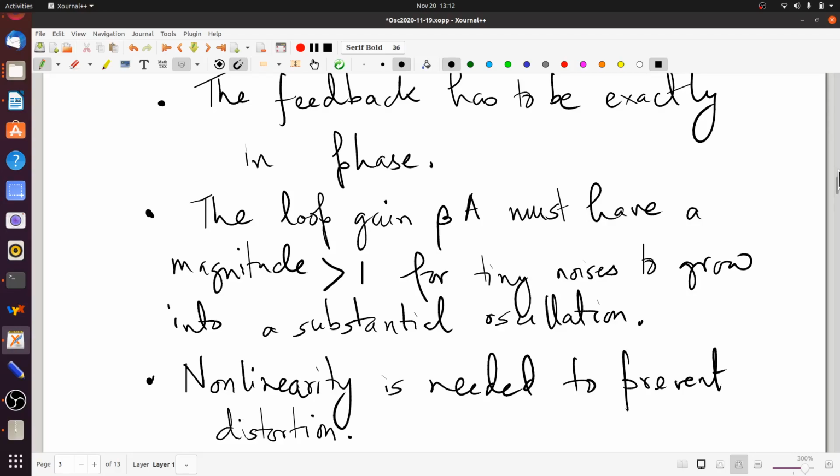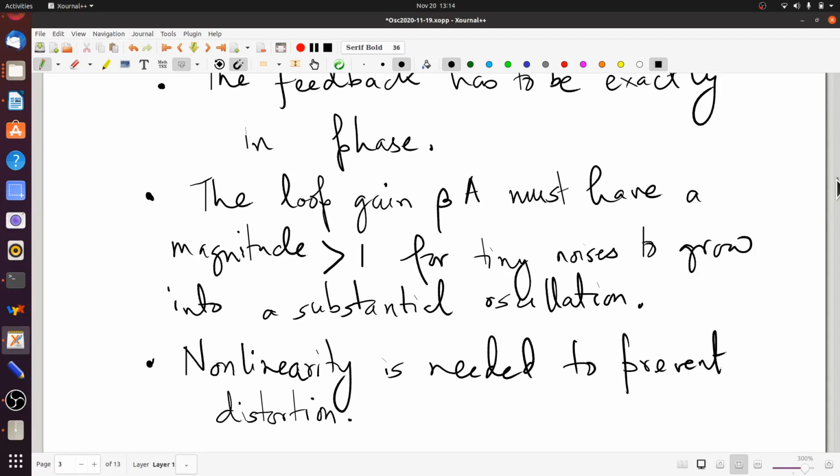Sometimes the nonlinearity is simply what is provided by the circuit components themselves. Remember, no circuit component is exactly linear, especially the transistors or the op-amp, they are not really linear. So you can exploit their own nonlinearities to provide your output limitation. But sometimes it may be useful to throw in extra nonlinearities from outside to ensure that the circuit has an output which limits at a particular amplitude. So we will see examples of this in the particular circuits that we are going to talk about. But this is the basic theory of how an oscillator should work.